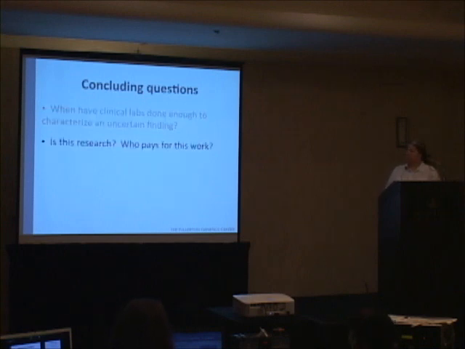A question that I've not answered: is this research, when you have an uncertain finding and you do other tests to characterize it? Let's say you have a suspicion for UPD, and then that family orders a UPD test and pays for it, and it's not UPD. What if my reporting criteria were wrong?